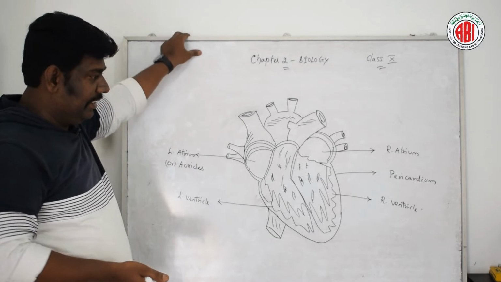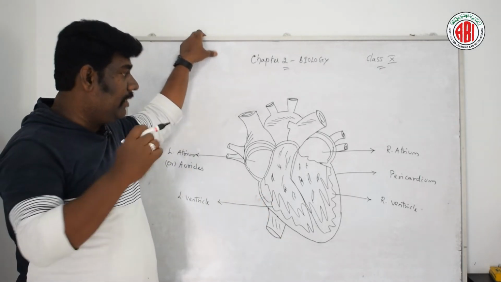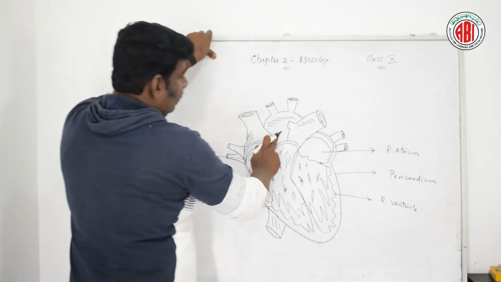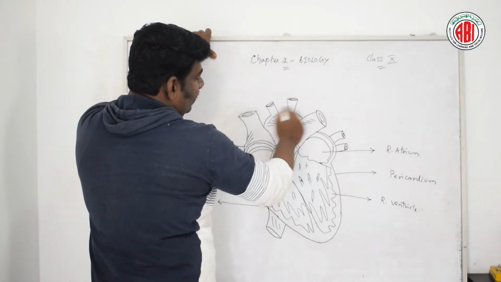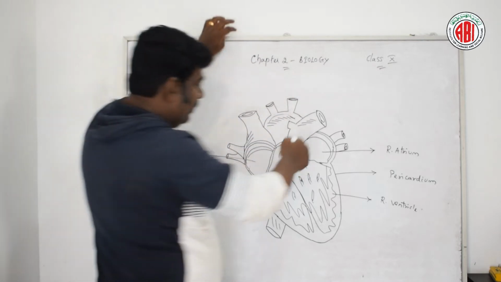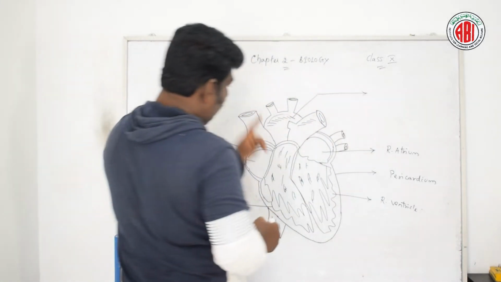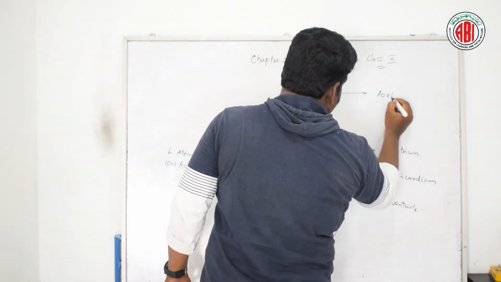Next, 5 labelings are done now, and from now onwards we are going to mention the additional labelings. Okay, so in the additional labeling, the most important one is this particular pipe. Here we can see a U-shaped pipe. It is looking like a U-shape, an inverted U-shape. Okay, this inverted U-shape is called aorta.